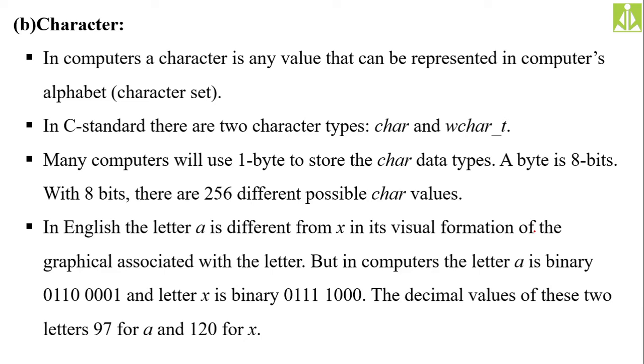So in short, if you want to remember, whatever symbols we have on the keyboard, all those symbols come under C's character set, or a character value. In C standard, there are two character types: one is the normal character and the other is the wide character set. WCHAR underscore T stands for wide character set.